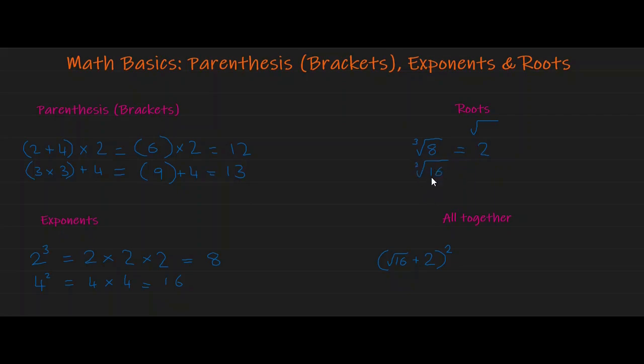A square root of 16 will give us 4. Now, this can also be written as just root 16. A root sign without a number is considered as square root. So root 16 would also be equal to 4.